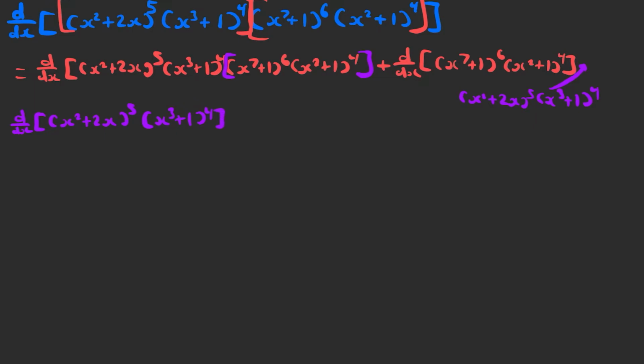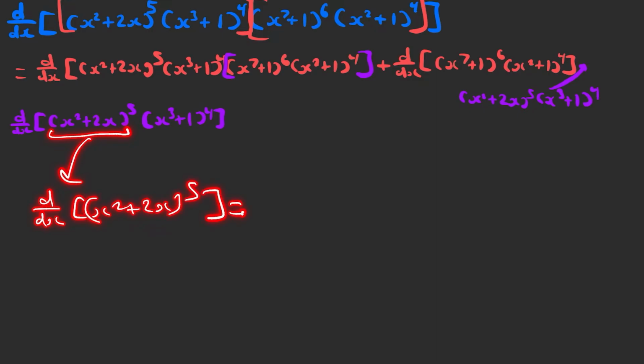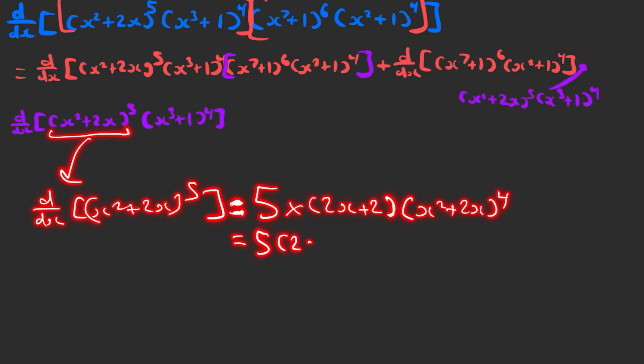We know that this is going to be equal to the derivative of (x squared plus 2x) to the power of 5. Now we have to use the chain rule in this scenario because it's raised to a higher power, and you can think of the chain rule kind of as an exponent rule, because you're differentiating functions raised to a very high exponent. So that's another nice way of thinking about it. So this will be equal to 5 times (2x plus 2), the derivative of the inside, times (x squared plus 2x) to the power of 4, which is equal to 5(2x plus 2)(x squared plus 2x) to the power of 4.